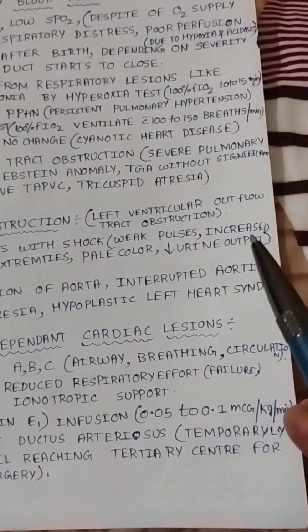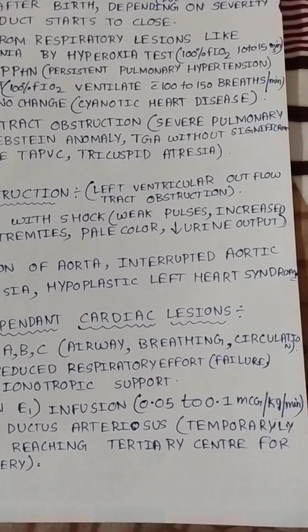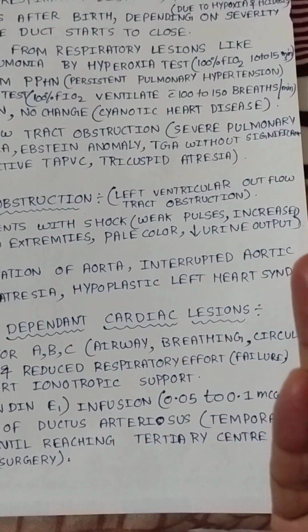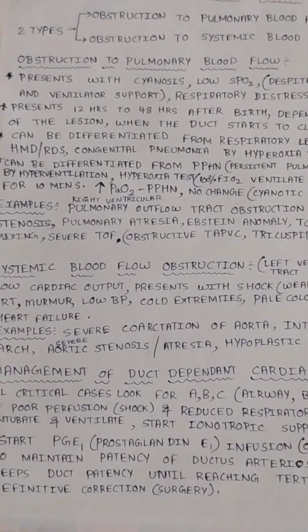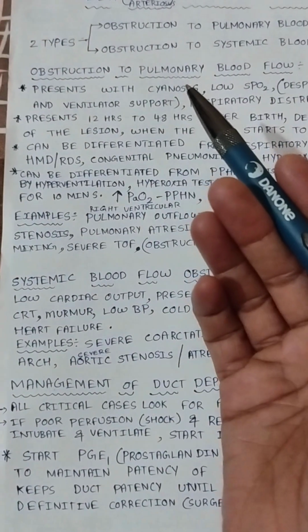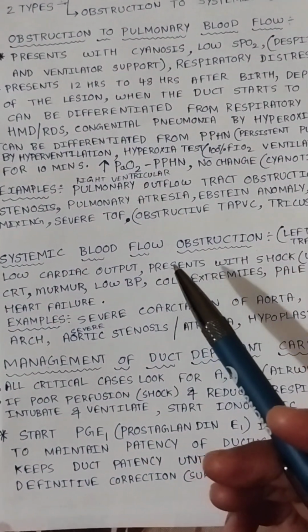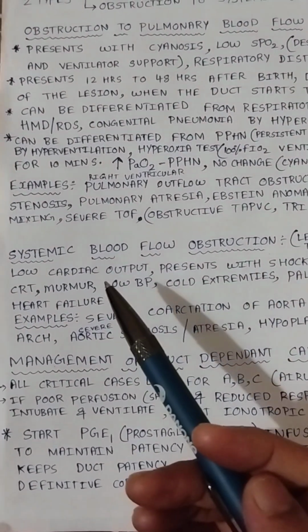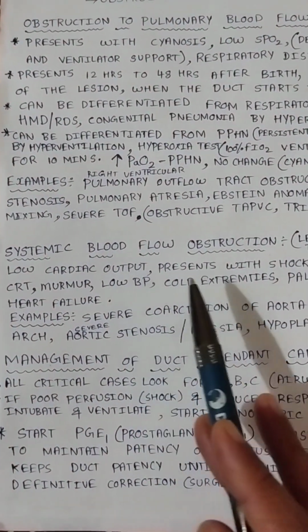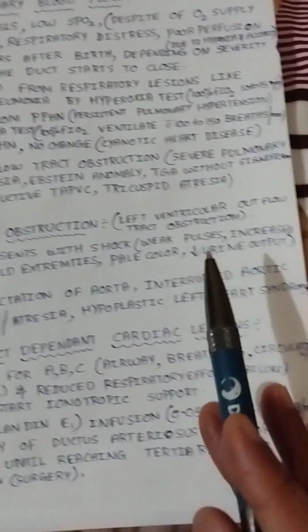Systemic blood flow obstruction is a left ventricular outflow tract obstruction. What is the left ventricular outflow tract? It is the aorta. So there will be obstruction in the aortic valve or in the aorta. When there is obstruction of the systemic tract, mainly they will present with shock, not with cyanosis. If there is obstruction to pulmonary blood flow, they will present with cyanosis. If there is obstruction to the systemic blood flow, because there is low cardiac output, the blood cannot come out from the heart, so there will be low cardiac output, presenting with shock like weak pulses.